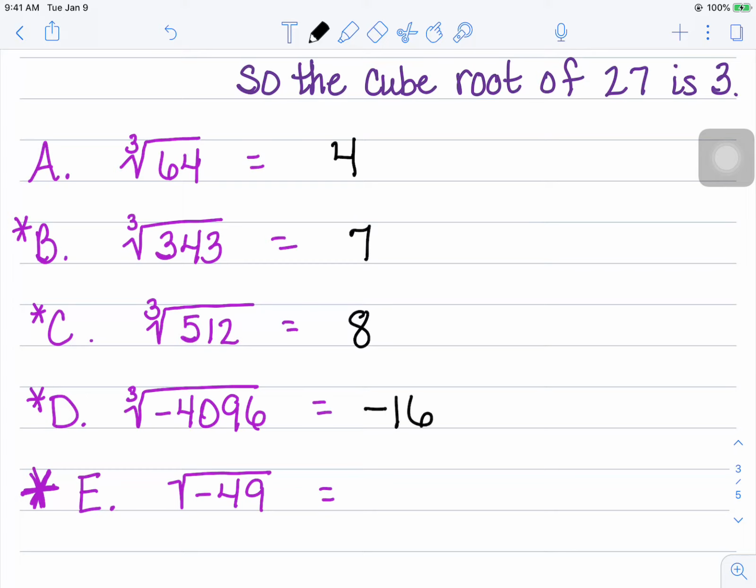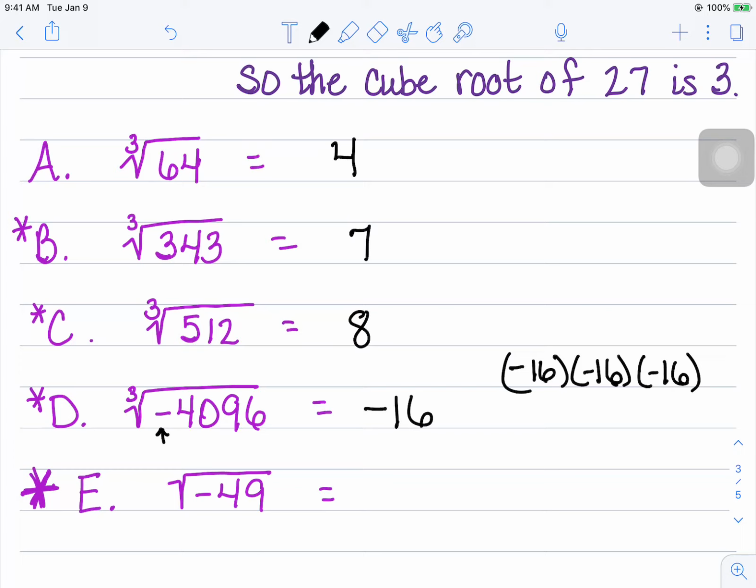All right, so B, you should have gotten 7. C, the answer is 8. And D, the answer is negative 16. Now be very careful with this. Cube roots can have negative roots. So think about what we're doing here. If we want a negative number in here, we would say negative 16 times negative 16 times negative 16. That would still get us a negative answer.